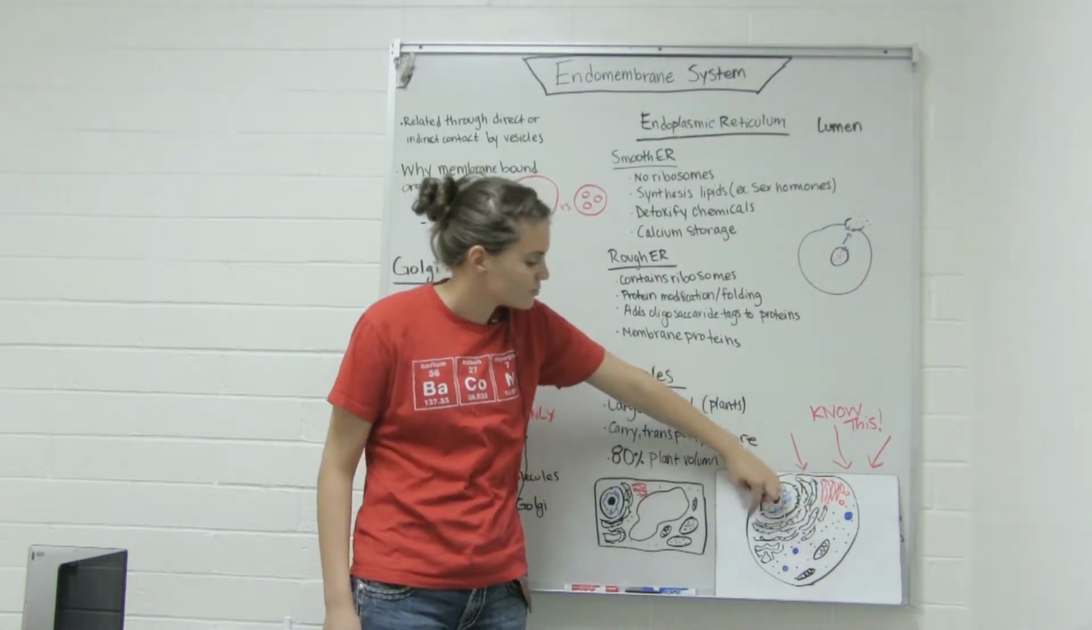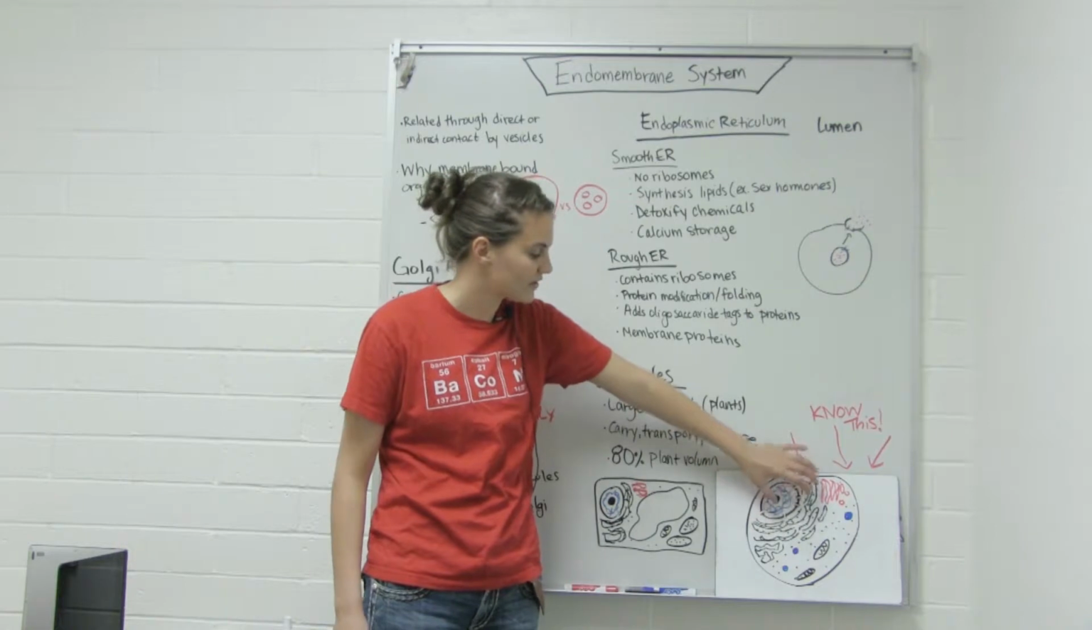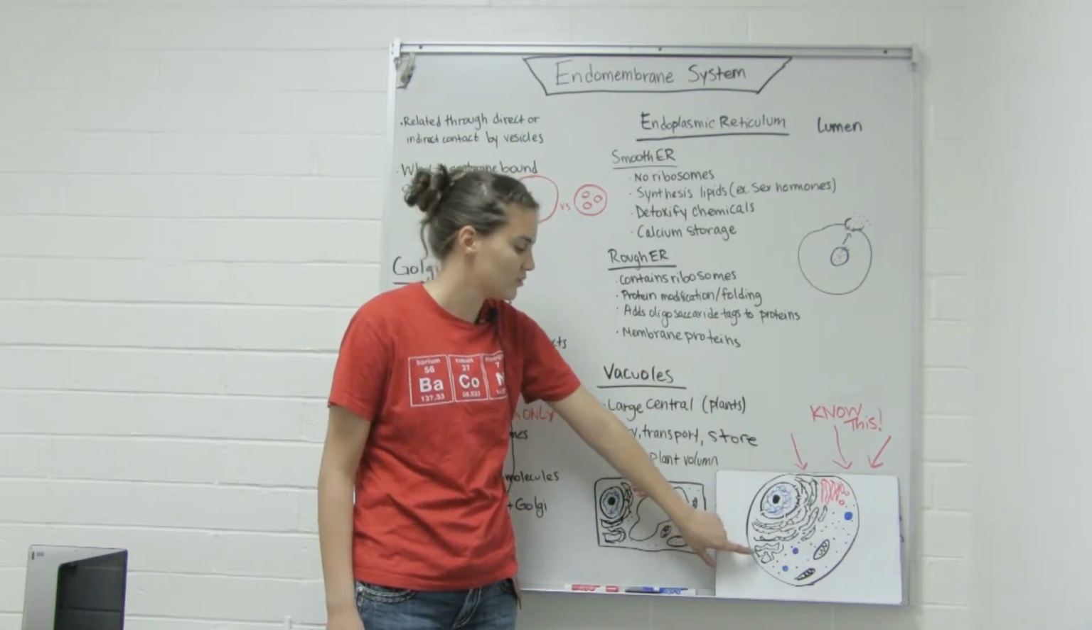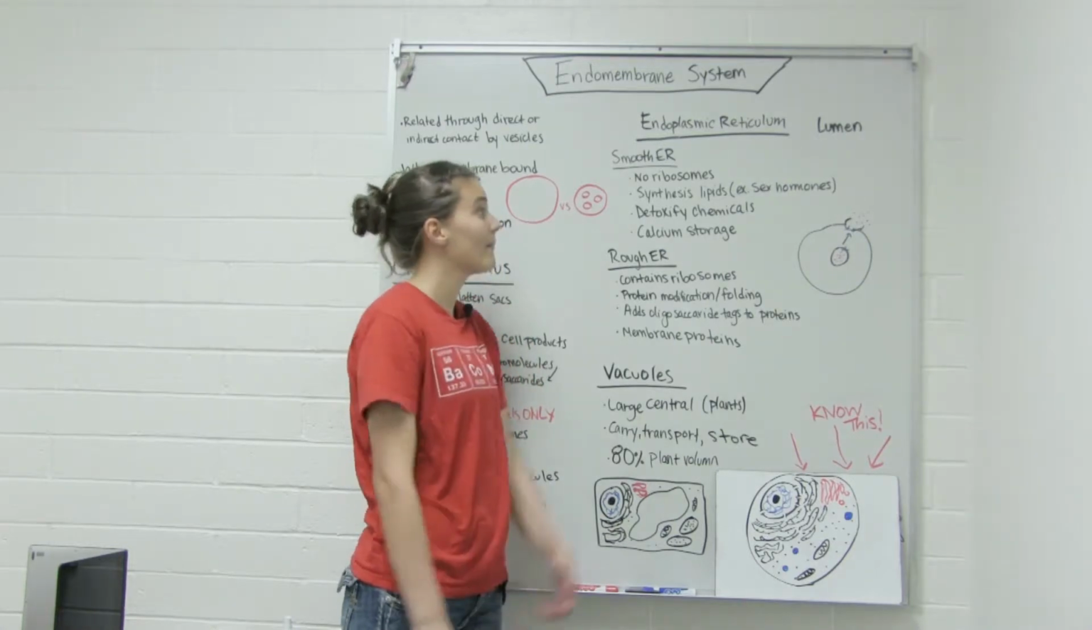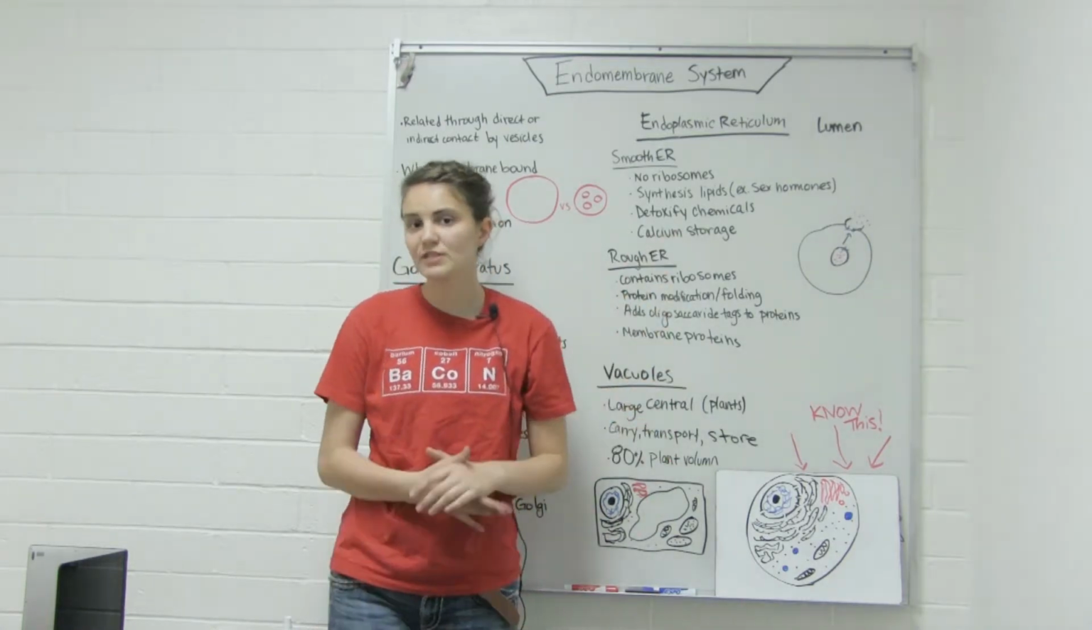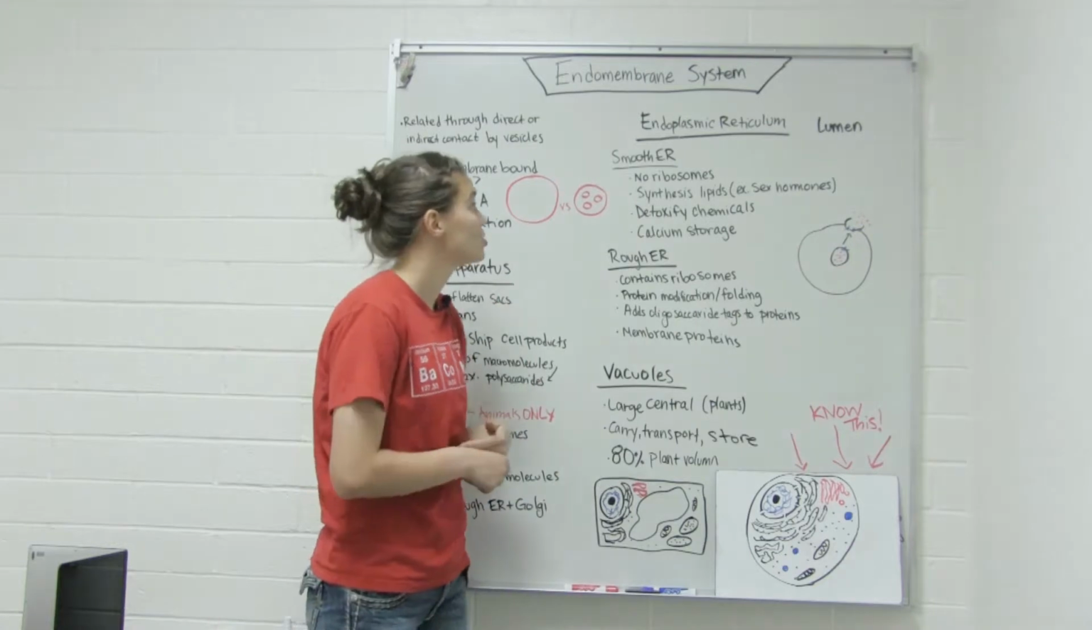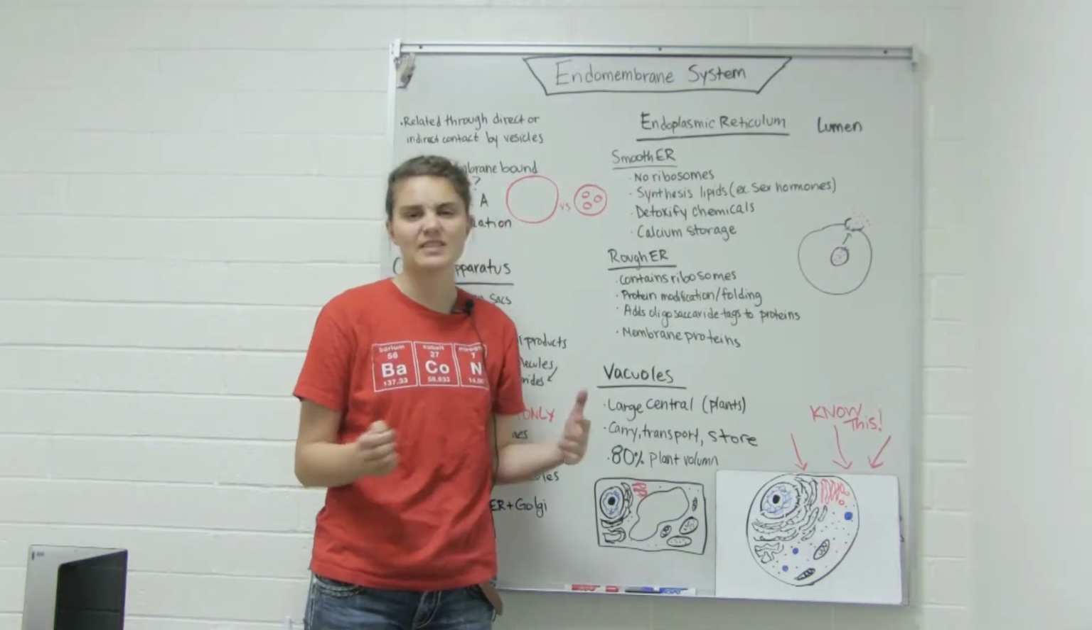So all of the rough ER is right here, and that's why there's all the dots, whereas the smooth ER is over here and there is no dots, the dots representing ribosomes. Even though they don't have very much structural difference, they have a ton of different functions. So the smooth ER is responsible for the synthesis of lipids.